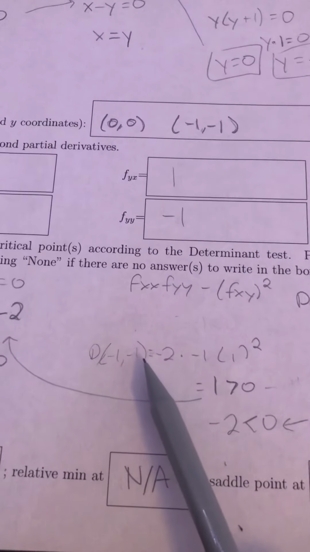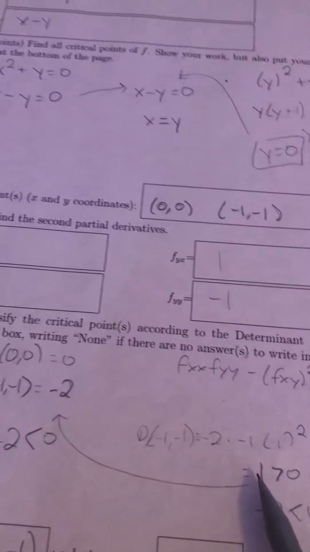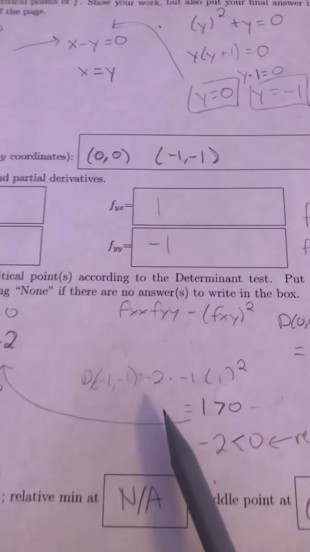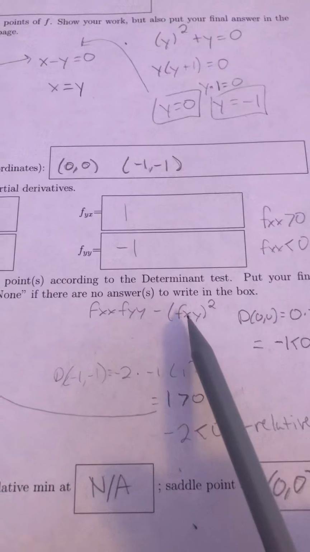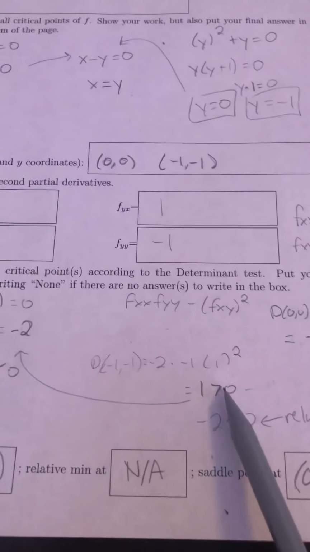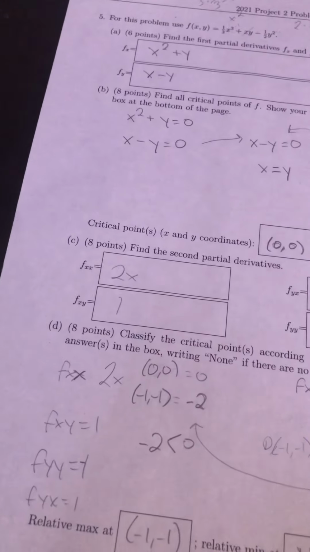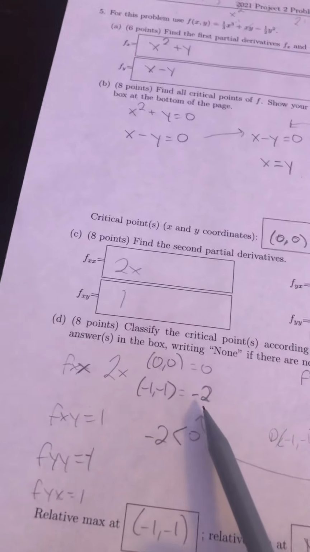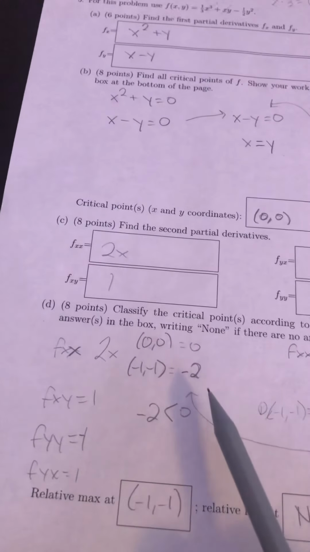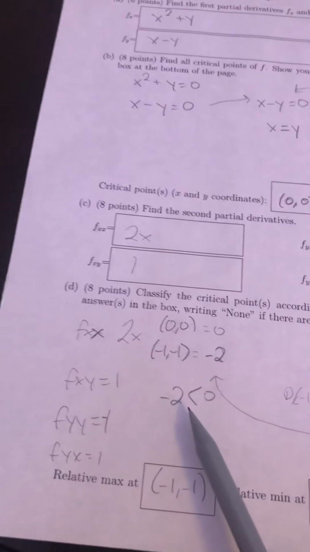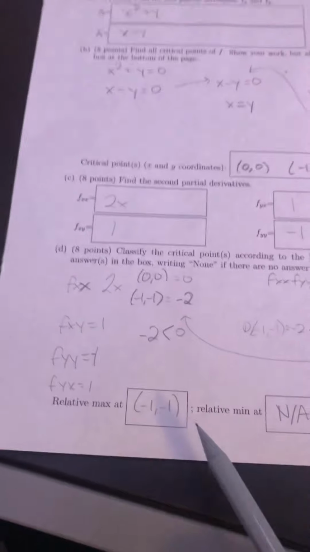And then I took (-1, -1), our other critical point, and I plugged in -2 for f sub x x, -1 for f sub y y, and then 1 for f sub x y squared, and I got 1, which is greater than 0. And then I look back here to see if it is a relative max or min, to see if this number is greater than or less than 0, and -2 is less than 0, so it is a relative max.